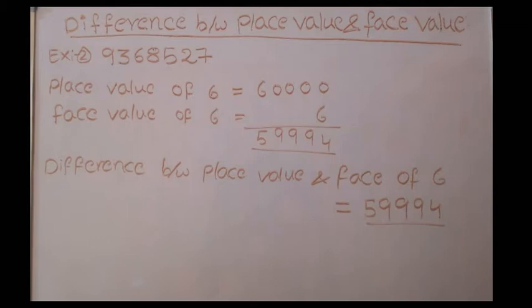And the next one, face value of 6. If you want to find any number's face value, then the number itself is called the face value. Here the face value of 6 is 6. Now find the difference between place value and face value of 6. That means subtract 6 from 60,000. You will get 59,994. That is the difference between place value and face value of 6.